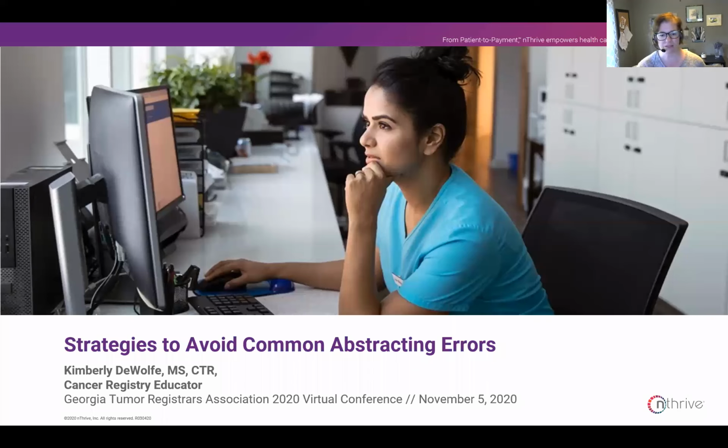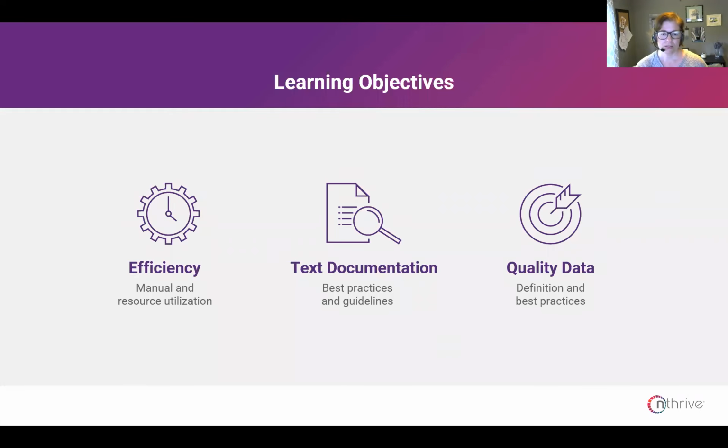I'll be discussing today strategies to avoid common abstracting errors. To best approach abstracting in our current working environment, I'll be focusing on the following areas: efficient tactics for using our available manuals and resources, best practices for text documentation, and defining and ensuring high quality cancer data. At the conclusion of our talk, we should be able to approach abstracting in a more efficient and accurate manner.